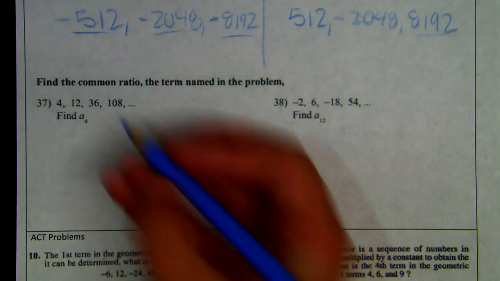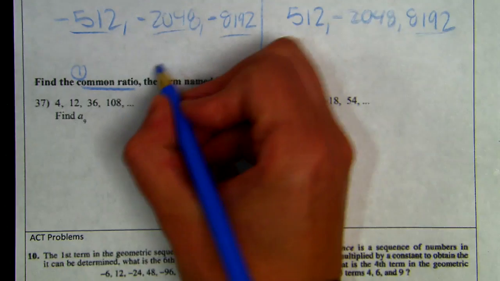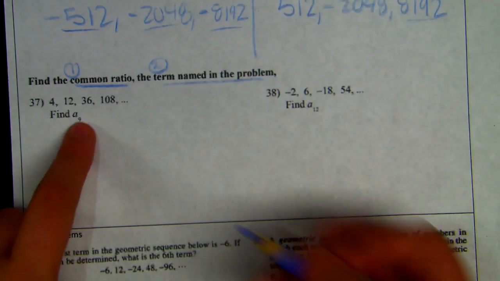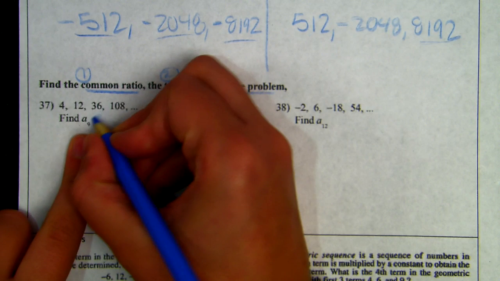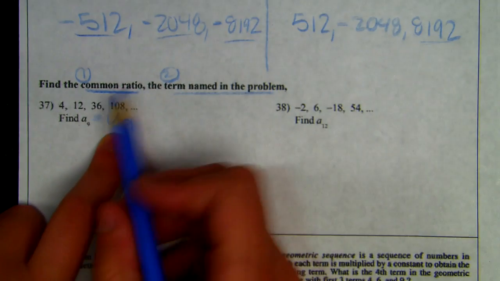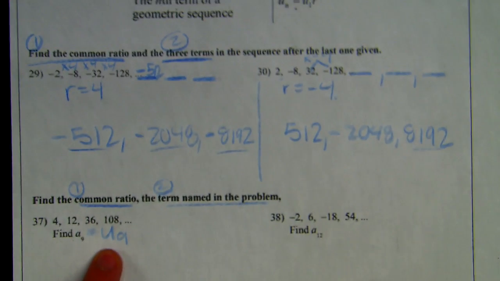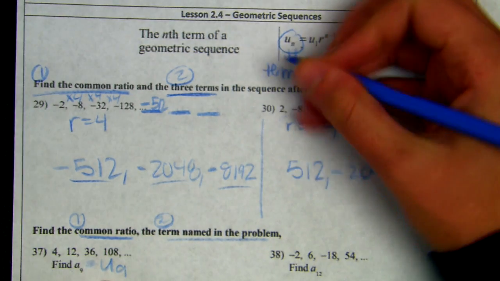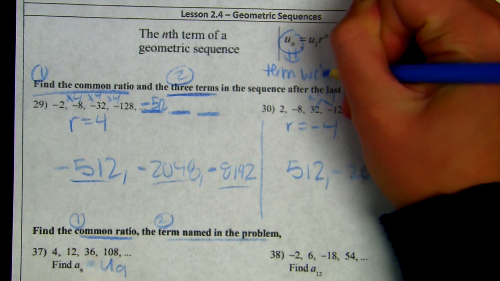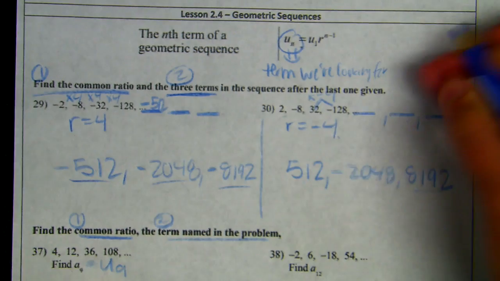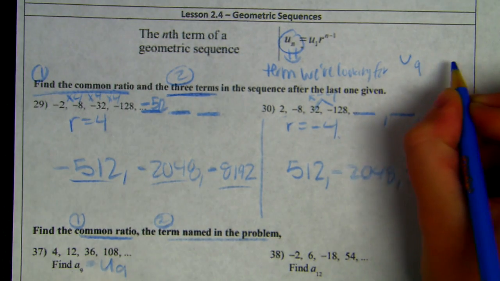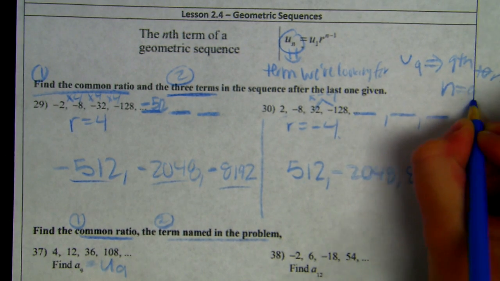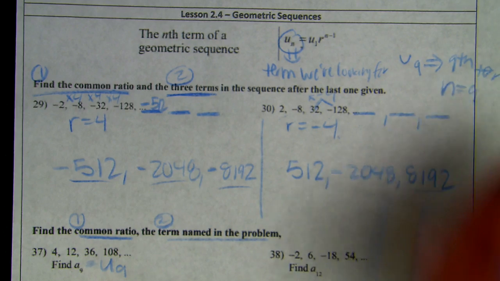So we have find the common ratio, that's part 1, and the term named in the problem. So I got a lot of really good questions last class about what this A9 equals. So this is the same thing as U9. In U9, if we're looking back at the top to our formula, this is the term we're looking for, remember? So if it says something like U9, that means we're looking for the 9th term, which means that n would equal 9, right? Because that's my term number. So that's kind of a good way to think about it.